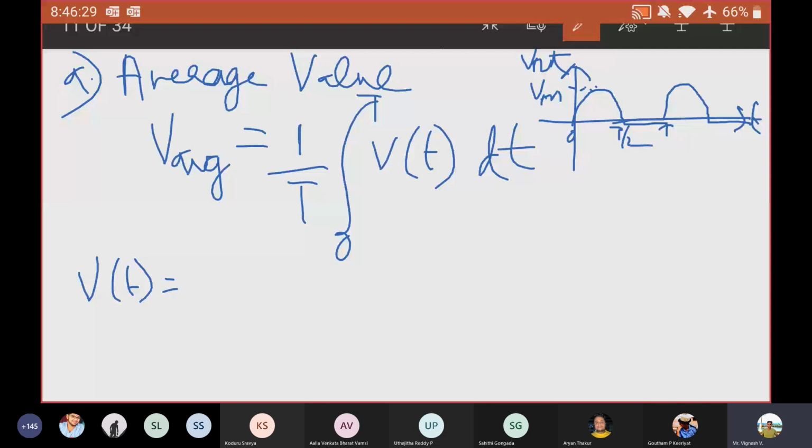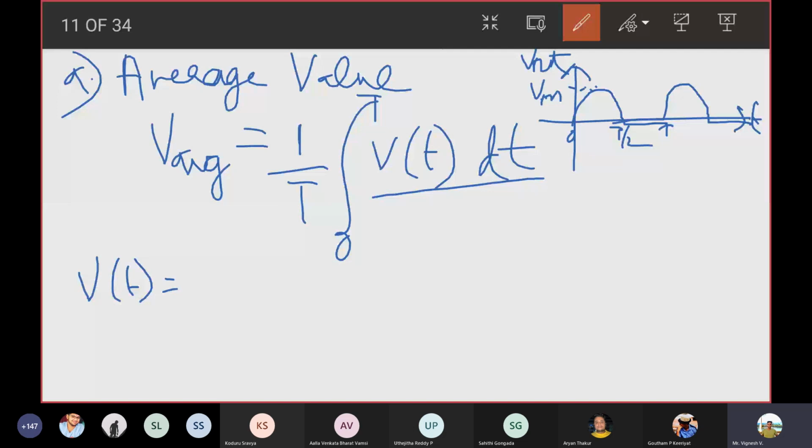Again, I'll repeat since you're seeing the slide. The average value formula is V average equals 1 by T, integral 0 to T, V of t dt. Your half wave rectifier output would look something like this, right? If we consider the half wave rectifier where the diode is an ideal one, from 0 to T by 2, V of t would be Vm sine omega t.